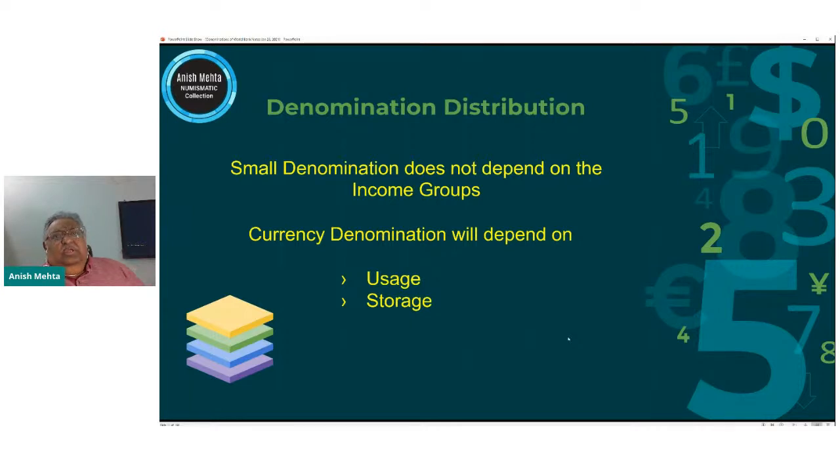Denomination distributions. Small denomination notes do not depend on income groups, as lower, middle, and higher income groups all like to keep small denominations which they use as change for cash transactions. Large denomination banknotes are normally more towards the higher income groups. The lower income groups perhaps may not even have seen those banknotes.